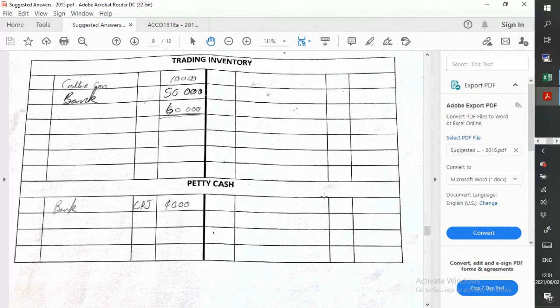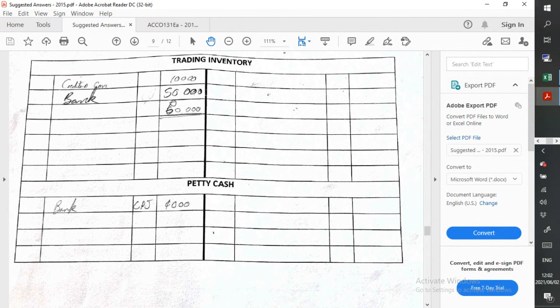All right, so trading inventory. We look at do we have any opening balance for trading inventory? No. Did our cash receipts journal have any trading inventory? No. All right, so we go to our cash payments journal, and there we do have trading inventory, 50,000 that we spent there. So in other words, we spent 50,000 cash on our trading inventory.